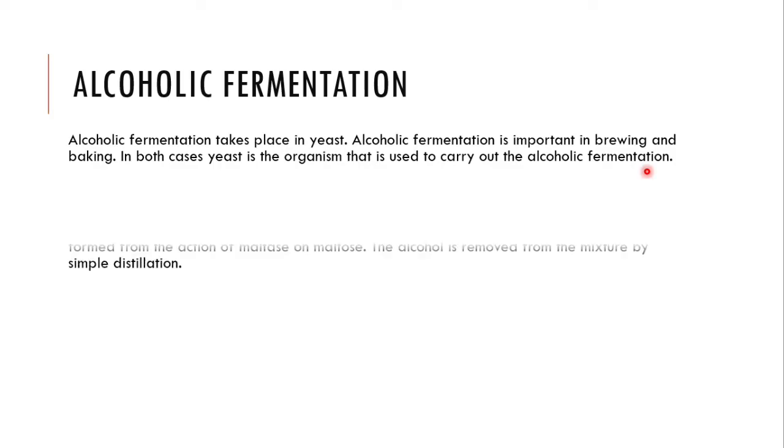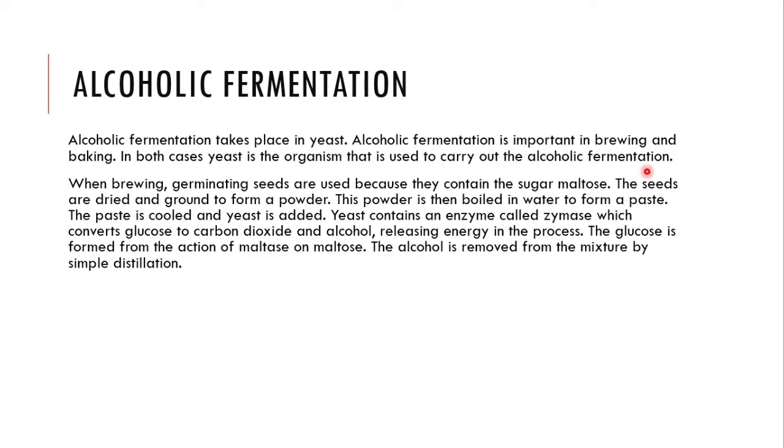Now let's look at brewing. How does alcoholic fermentation work in brewing? If we make kachasu, how is this method applied? So when brewing, here's how they do it. Germinating seeds are used because they contain the sugar maltose.